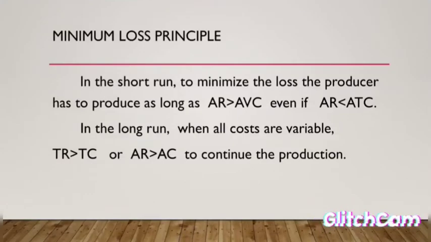Minimum loss principle. In the short term, to minimize the loss, the producer has to produce as long as average revenue is greater than average variable cost, even if average revenue is less than average total cost. In the long run, when all the costs are variable, total revenue must be greater than total cost, or average revenue greater than average cost, to continue the production.